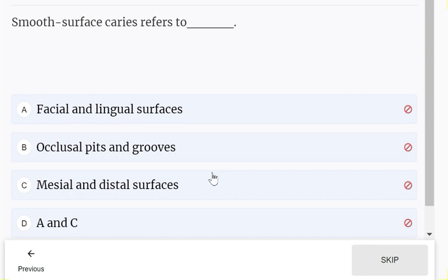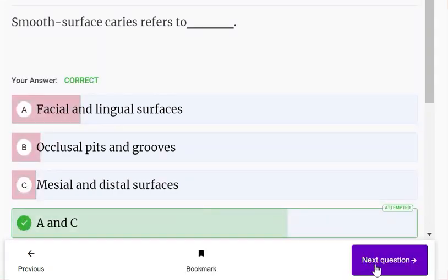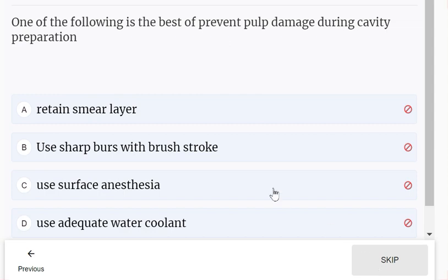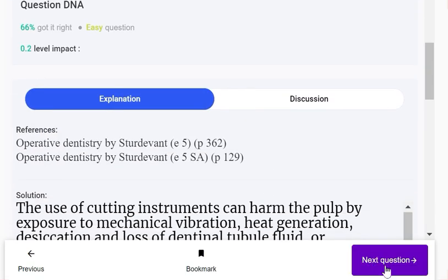Smooth surface caries refers to facial and lingual surfaces, occlusal pits and grooves, mesial and distal surfaces. Both A and C are smooth surface caries. Which one of the following is the best way to prevent pulp damage during cavity preparation? Retain smear layer, use sharp burs with brush stroke, use surface anesthesia, or use adequate water coolant. Water coolant is a must.